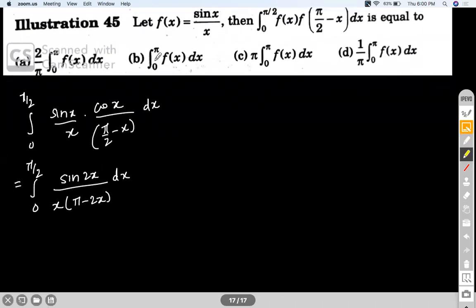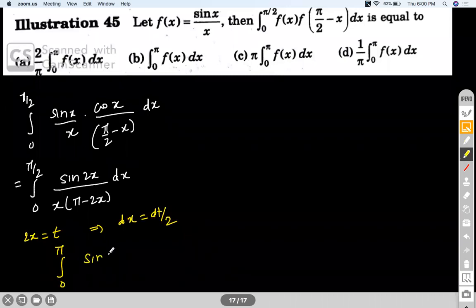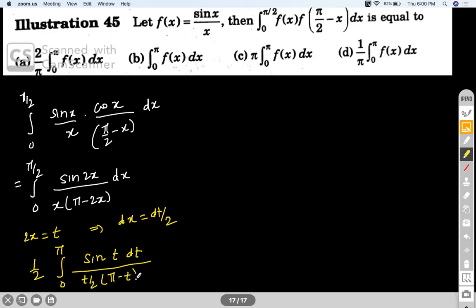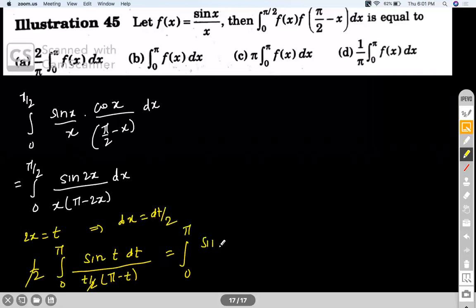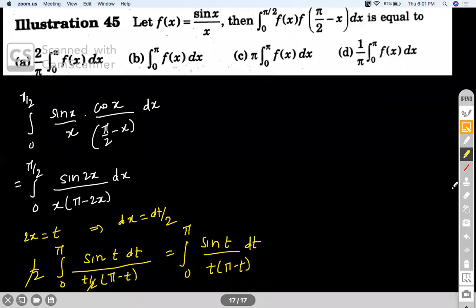Options all talk about 0 to pi, 0 to pi, 0 to pi. So the obvious substitution that comes to mind is let's put 2x as t. Right? So dx will become dt by 2. So it becomes 0 to pi sine of t, dx is dt by 2. X here will become t by 2, and pi minus t. This 2 and this 2 will get cancelled off. That means 0 to pi sine t by t into pi minus t dt. Correct?